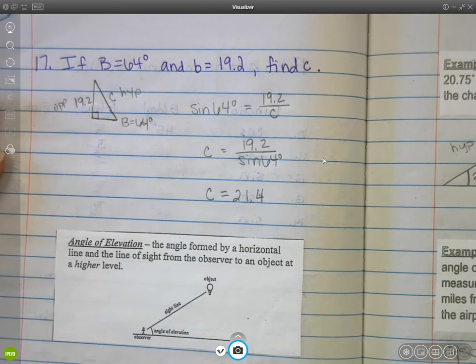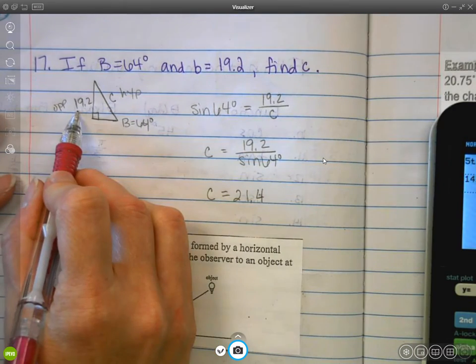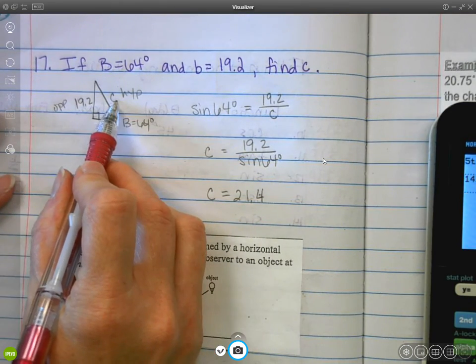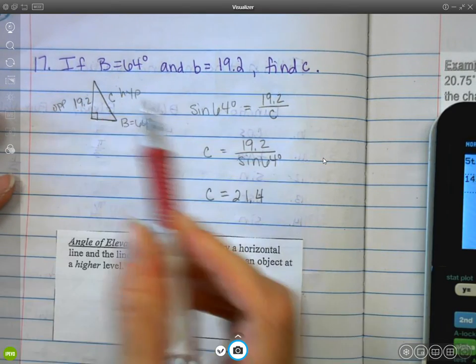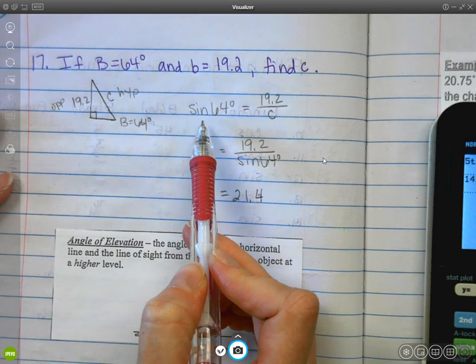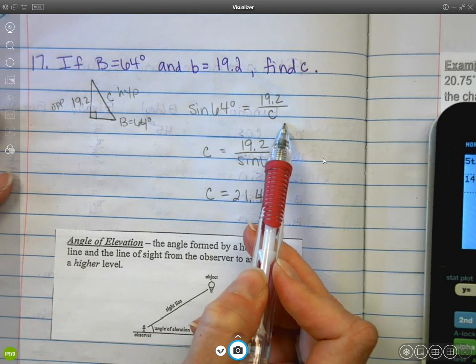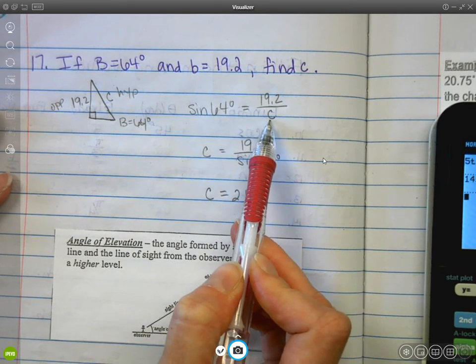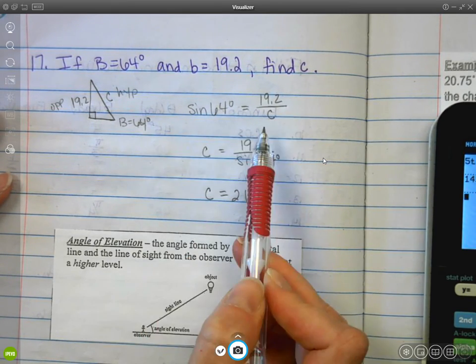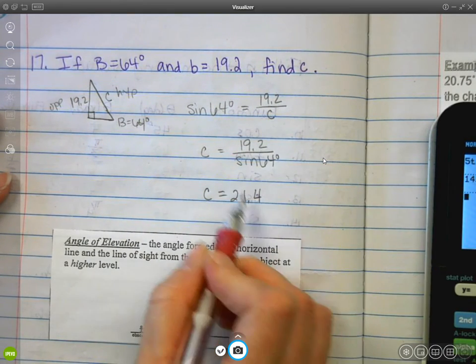Number 17 is another one. So label your triangle. Angle B is 64. Side B is 19.2. Find C. All right, so this time they gave us the opposite. They're asking for the hypotenuse. So I use sine. Sine of 64, opposite over hypotenuse. Remember, I'm looking for C, so it's illegal to just switch these. I multiplied by C, I divided by sine of 64 degrees. Type this in your calculator, you get 21.4.